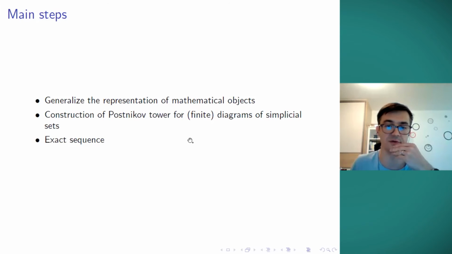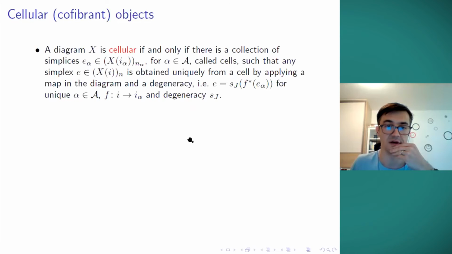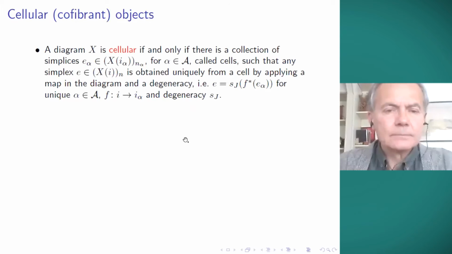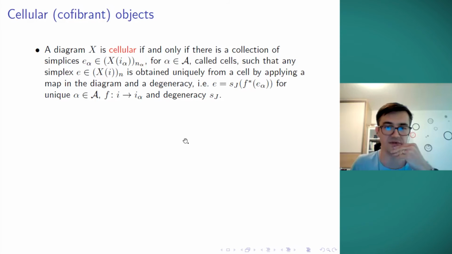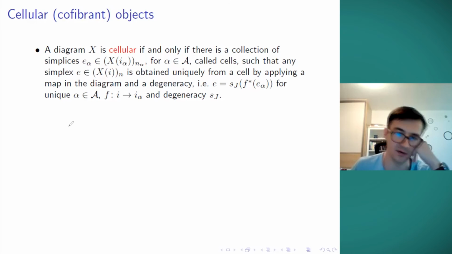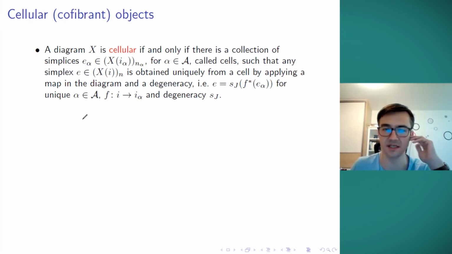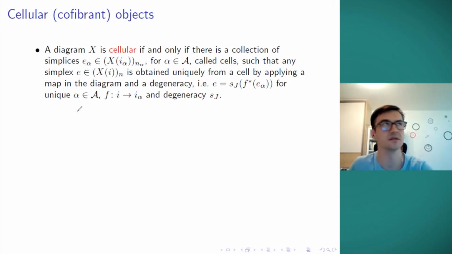So how do we deal with it? There's a complication where there wasn't before. In simplicial sets, and basically for CW complexes, everything is both fibrant and cofibrant. And in diagrams, it's not the case. Cofibrant, I will call cellular.